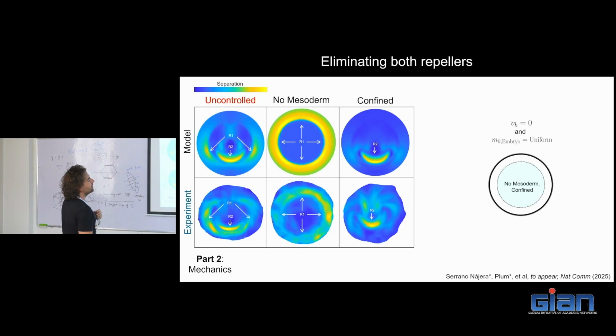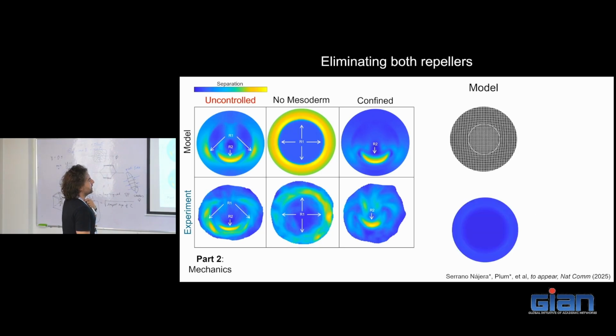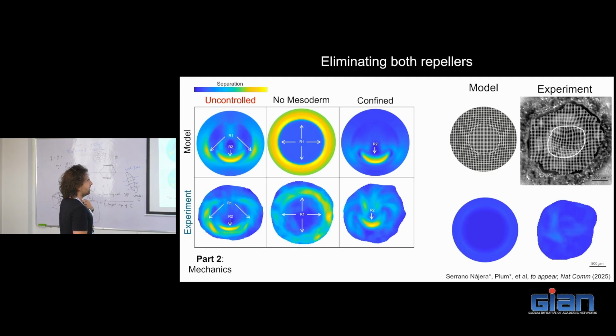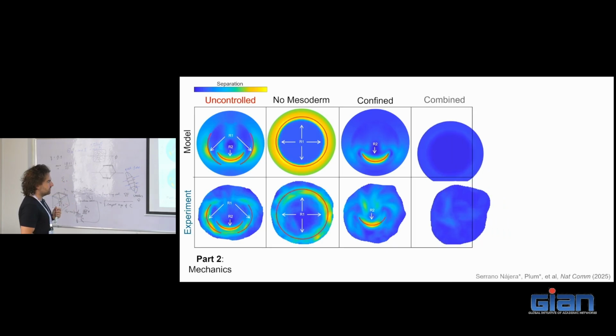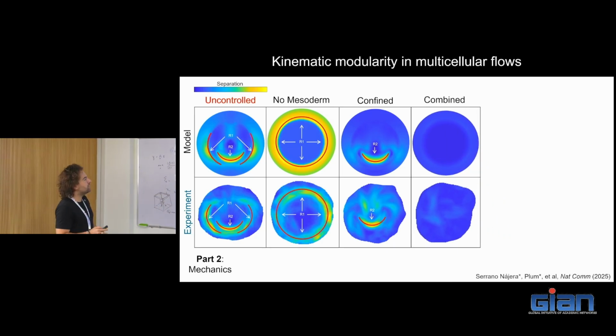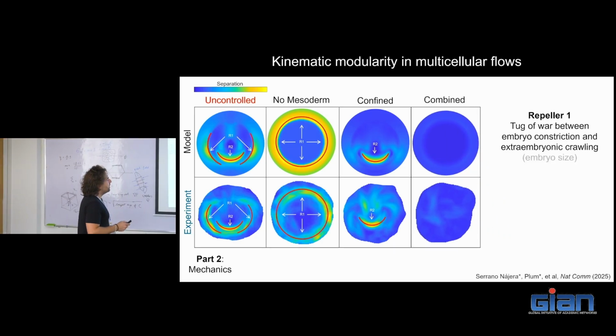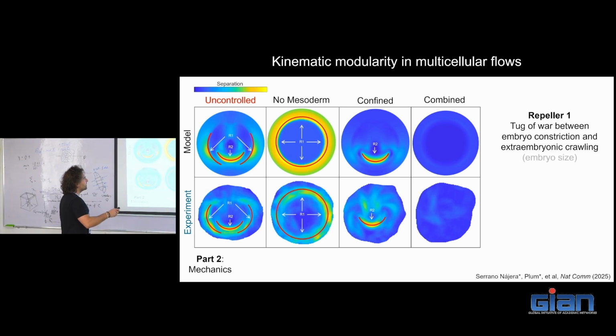And of course you can do the same thing and combine the two treatments, and you can have basically nothing. You have 0 repellers both in the model and in the experiment. So if you block epiboly and also eliminate mesoderm, nothing happens in this system. This was interesting because, guided by these coherent structures, we were able to understand that repeller 1 arises from a tug of war between the embryo constriction due to myosin and the extraembryonic crawling. And this is important to regulate the size of the embryo.